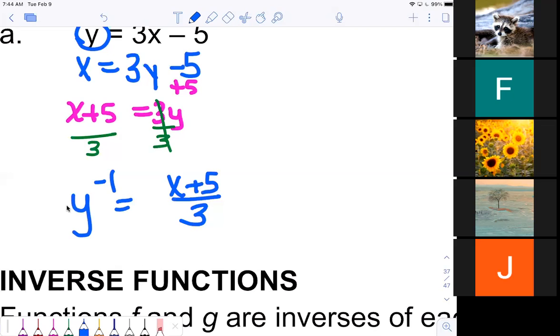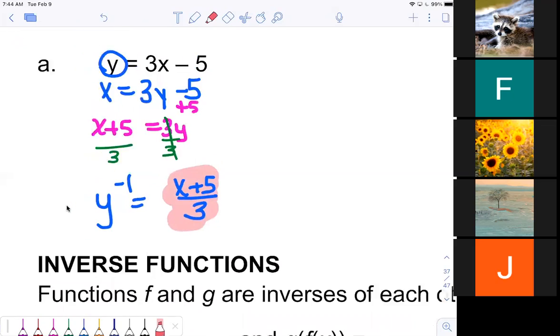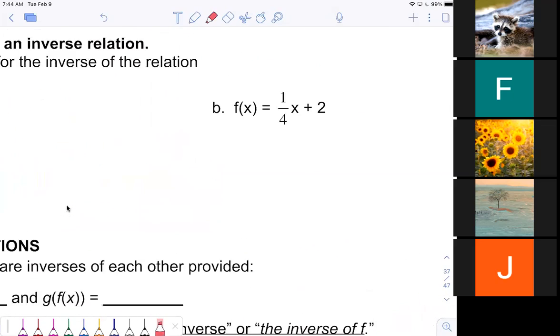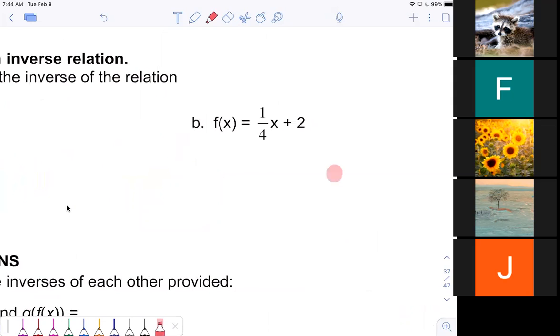So Friday's homework that you had was working with solving for y, just to review getting y by itself so we could find the inverse. So this expression is the inverse of the original. So we're going to try the same thing with part B. This one is function notation. So f of x equals 1/4 x plus 2.